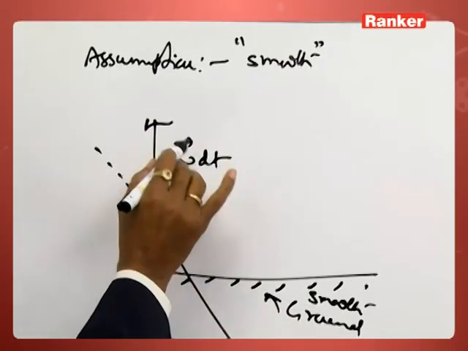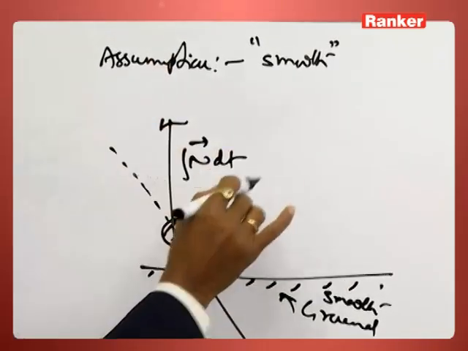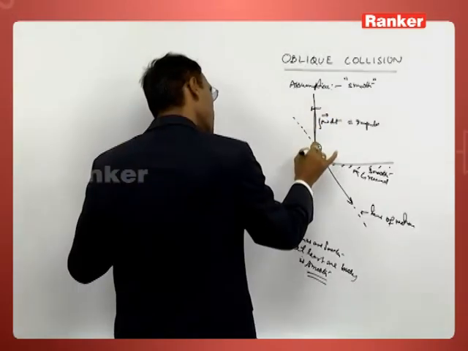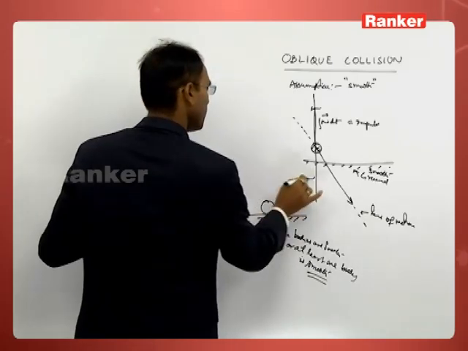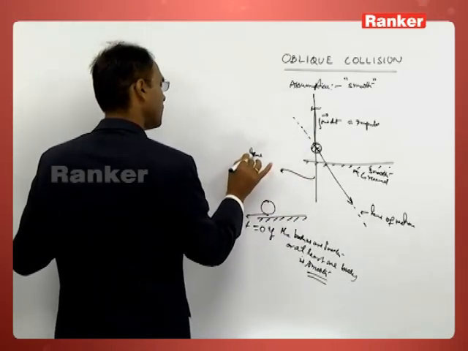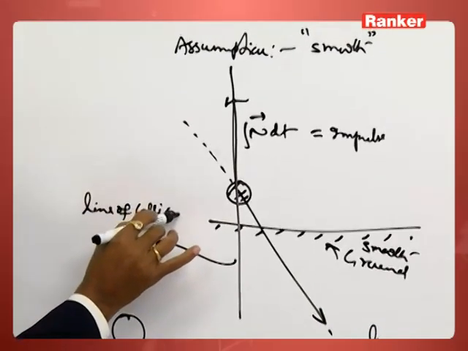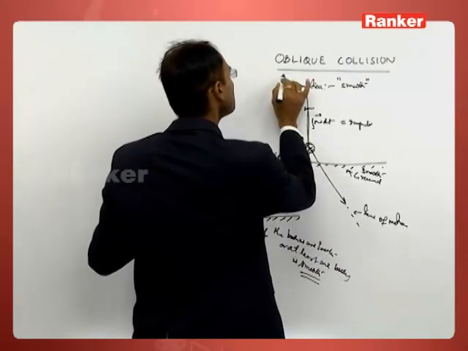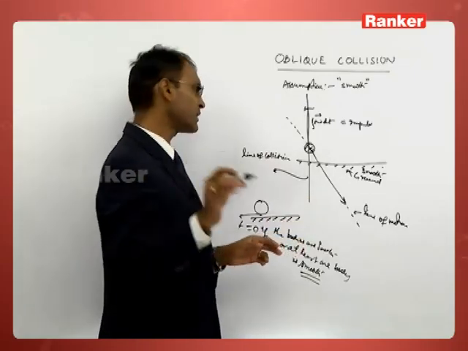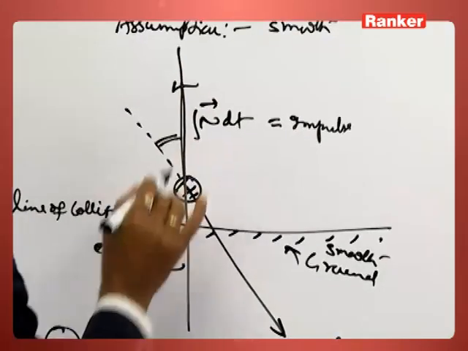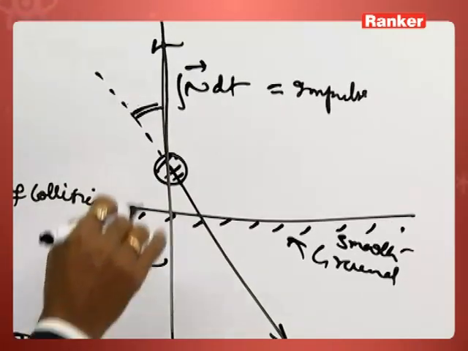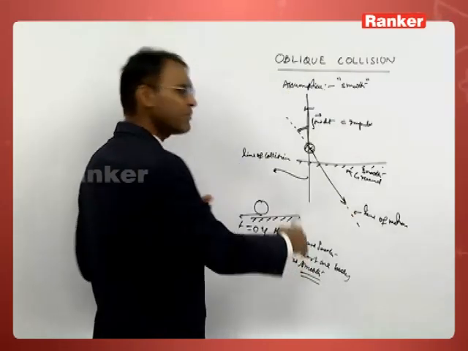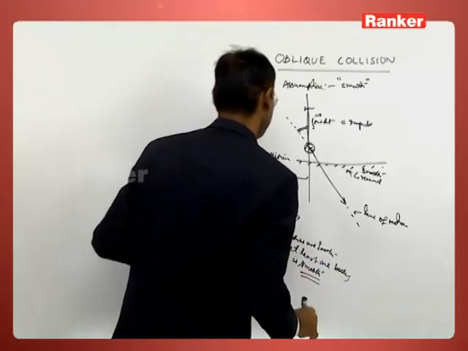So, this is the impulse of the impact force. Since collision takes place along this line, along the normal, this is called the line of collision. Line of collision and line of motion are two different lines. Therefore, this collision is called oblique collision. When I started the chapter, I talked about the definition of oblique collision, that in oblique collision, the line of motion and the line of impact do not coincide.